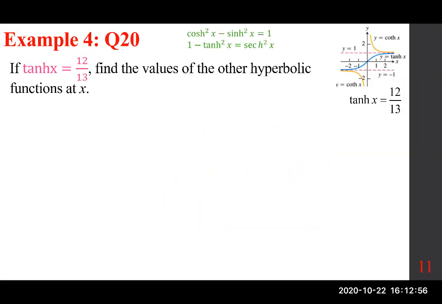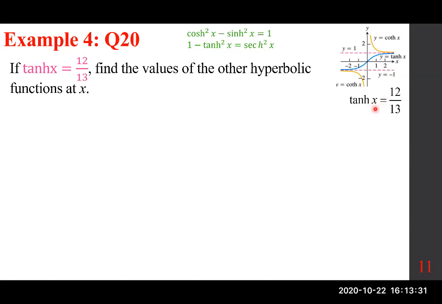If hyperbolic tangent is 12 over 13, can we find the rest of it? And hyperbolic tangent is positive. By the way, if you look at the graph, all of them become positive simply because if the hyperbolic tangent is positive, that means x is larger than or equal to 0. In fact, x is larger than 0 because at 0 it is 0. So x is larger than 0. So hyperbolic tangent is that.